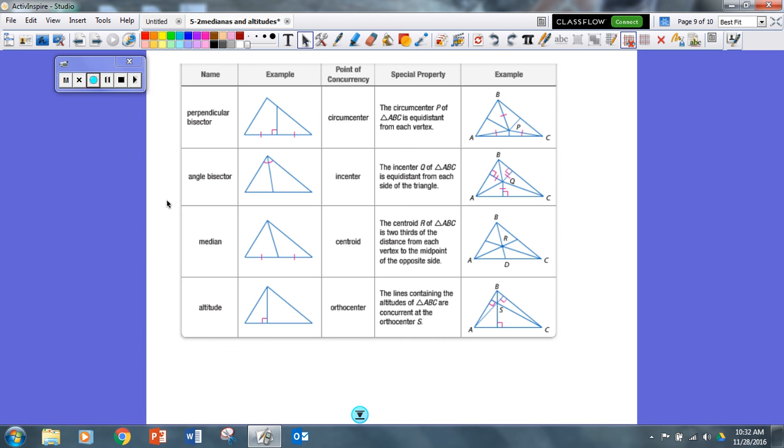Here's a review of what we've learned so far in this unit. The perpendicular bisectors will intersect at the circumcenter, and the circumcenter is equidistant from each vertex. The angle bisectors intersect at the incenter, and the incenter is equidistant from each side of the triangle. The medians intersect at what we call the centroid, and the centroid is 2/3 the distance from each vertex. The last one is the altitudes. They intersect at the orthocenter. And there really isn't anything special about that one other than the point of intersection.